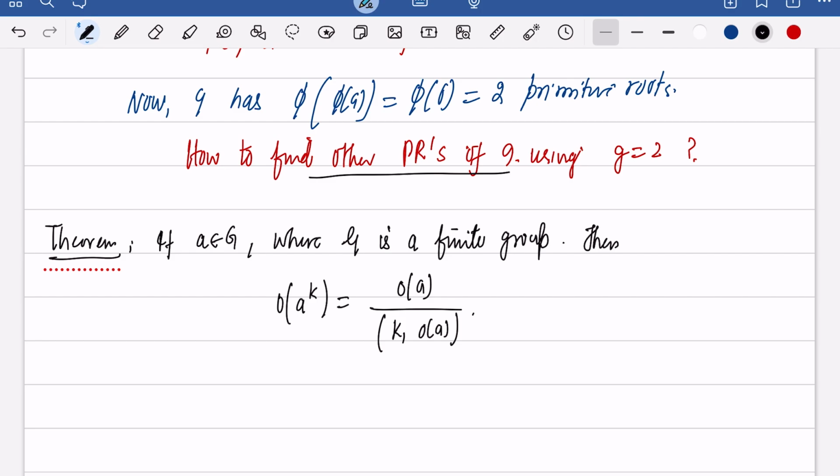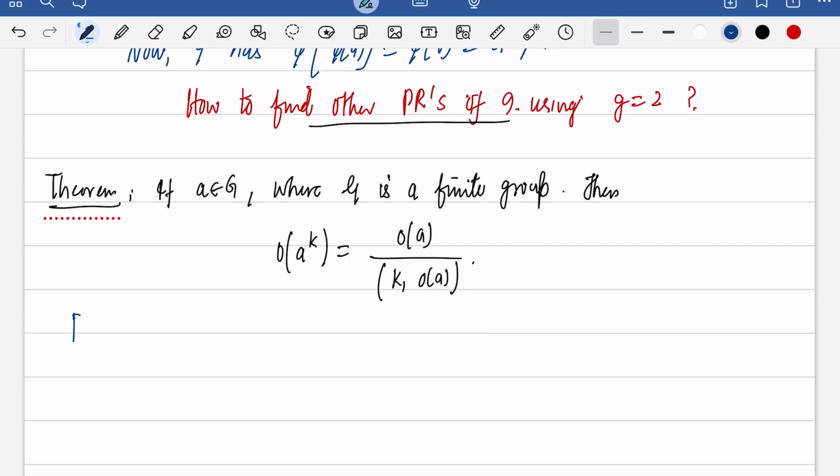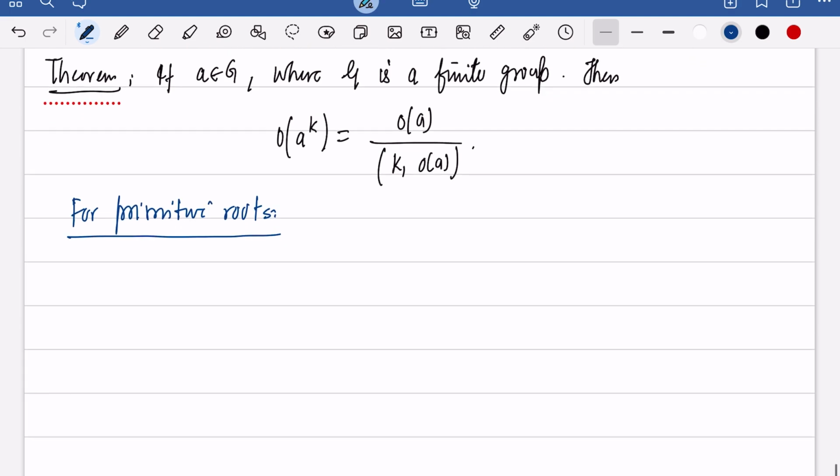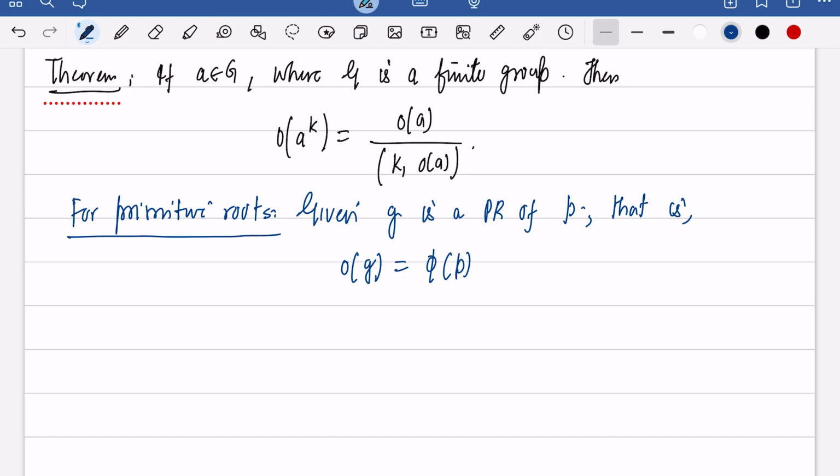Now let's try to use these things here. Now for primitive roots, how do we use this result? For primitive roots, we can use the same result. So given g is a primitive root of p, that is, the order of g is equal to phi of p in U(p). So g is a primitive root of p.